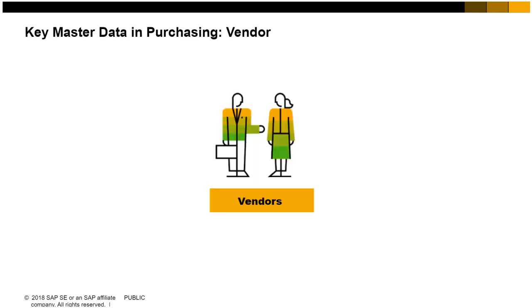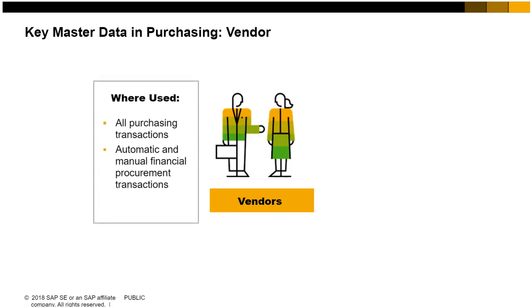Now, let us look at key master data information needed for the purchase order. The first required piece of master data is the vendor. The vendor is one of the three types of business partner master data maintained in SAP Business One. Vendor data identifies who is supplying the goods and services. You use vendor master records in all purchasing transactions.